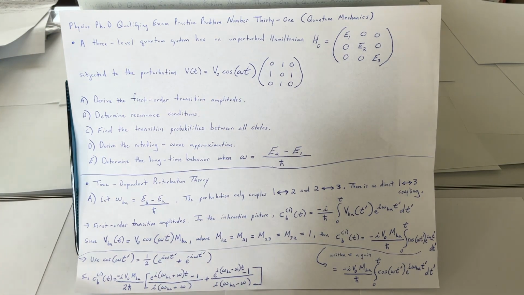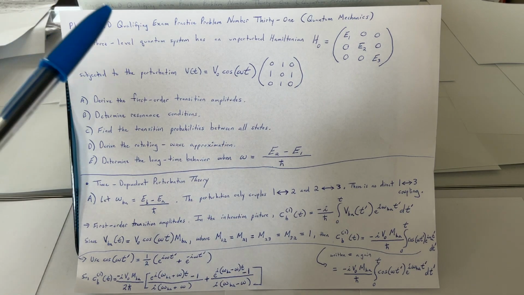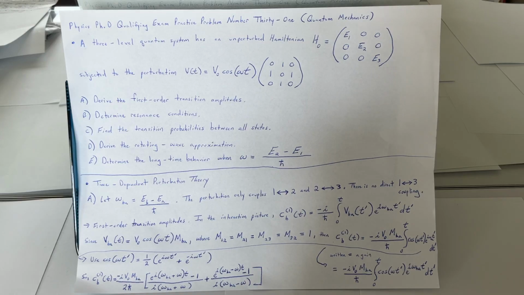We have Physics Ph.D. qualifying exam practice problem number 31 in the quantum mechanics domain. So let's begin. A three-level quantum system has unperturbed Hamiltonian H naught equal to the following matrix: E1, 0, 0; 0, E2, 0; 0, 0, E3.